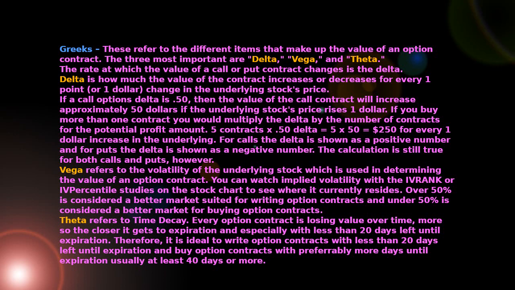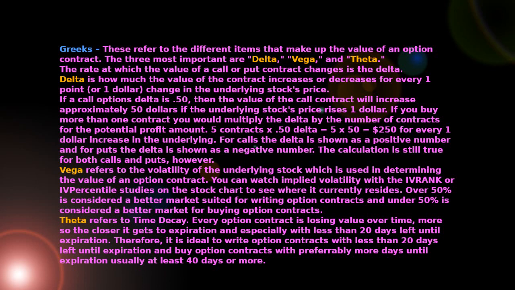If you buy more than one contract, you would multiply the delta by the number of contracts for the potential profit amount. For example, 5 contracts times 0.50 delta equals 5 contracts times $50, which is $250 for every $1 increase in the underlying. For calls, the delta is shown as a positive number, and for puts, the delta is shown as a negative number. The calculation is still true for both calls and puts, however.